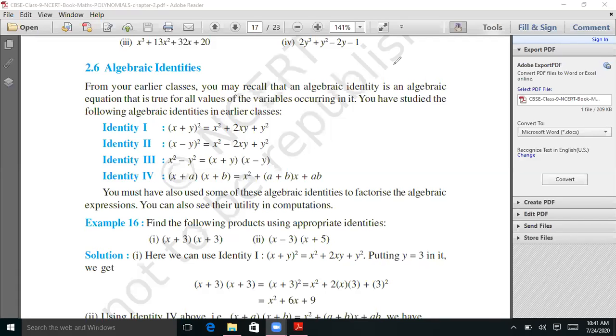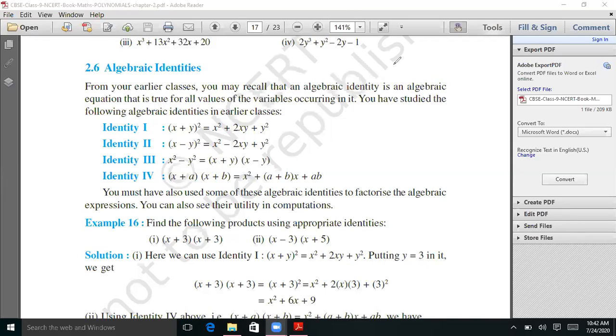Now today we'll do algebraic identities. So firstly we'll revise the previous identities you have done in class 8. These four identities. First is (x plus y) whole square is equal to x square plus 2xy plus y square. Second identity, (x minus y) square is equal to x square plus y square minus 2xy. Third identity, x square minus y square is equal to (x plus y) into (x minus y).